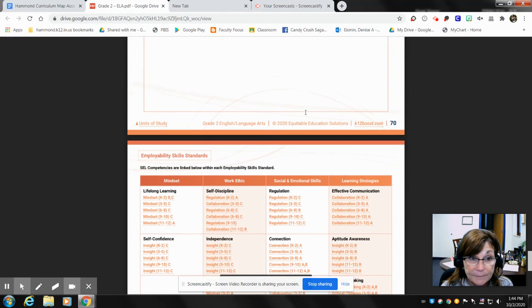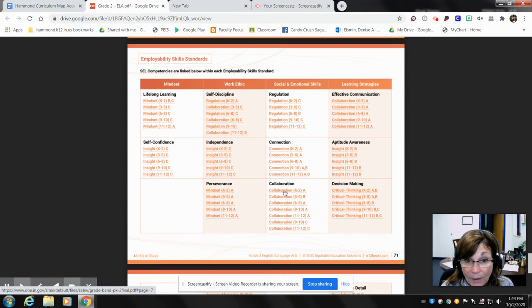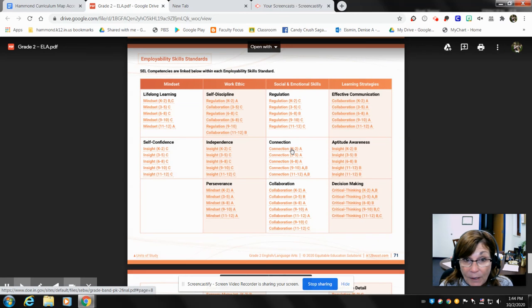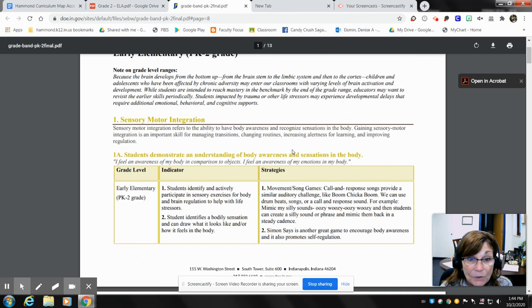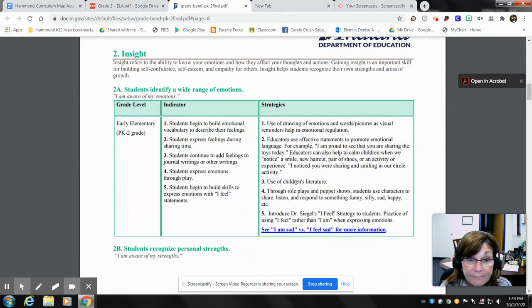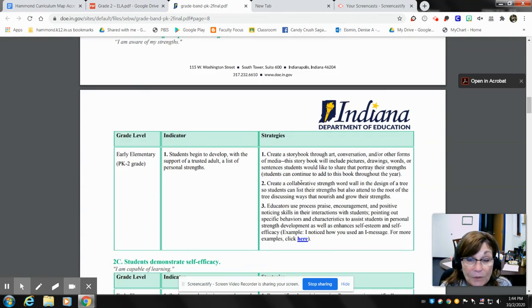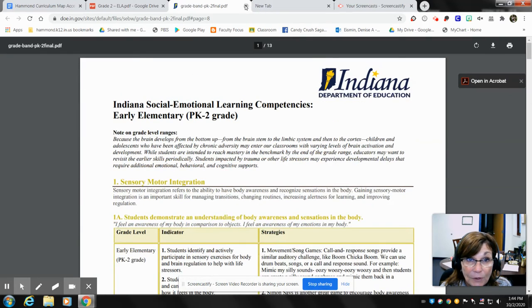And a status check. At the end of that, this is on page 71 for second grade, you've got mindset, work ethic, social emotional skills, and learning strategies, and it's broken down into grade level tiers for each one. So let's just go ahead and click on connection, and it gives you different ideas that you can use and ways you can integrate social emotional learning in that morning time if you care to use. So it's another resource for you.